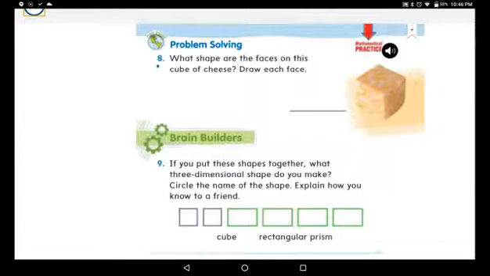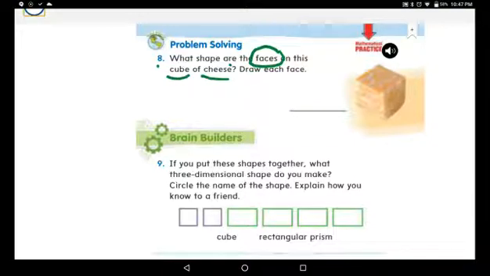Question 8. What shape are the faces on this cube of cheese? I'm not asking you about the name of this shape, all of it. No. What shape are the faces? Do you remember? Faces on this cube of cheese. So they told us it's a cube of cheese.